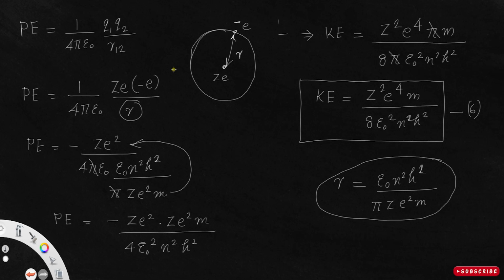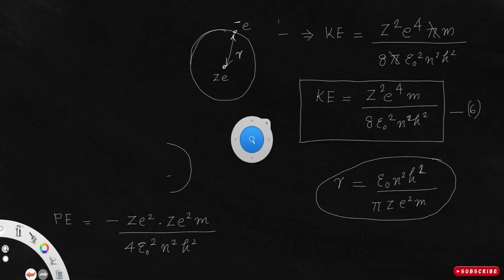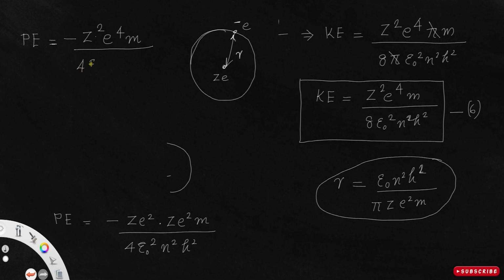Again, on simplifying this, we'll get the potential energy P is equal to minus Z into Z is Z square, e raised to 4 m, that is e square into e square is e raised to 4, divided by 4 epsilon 0 square n square h square. So this is the expression for the potential energy.